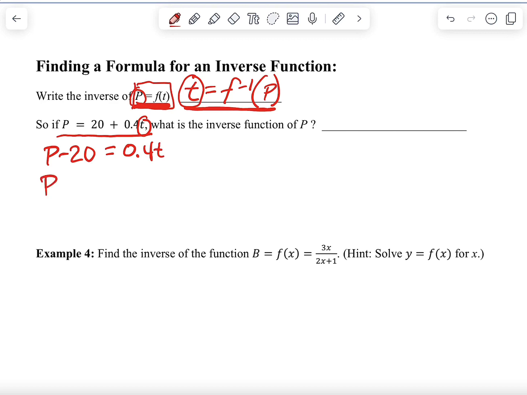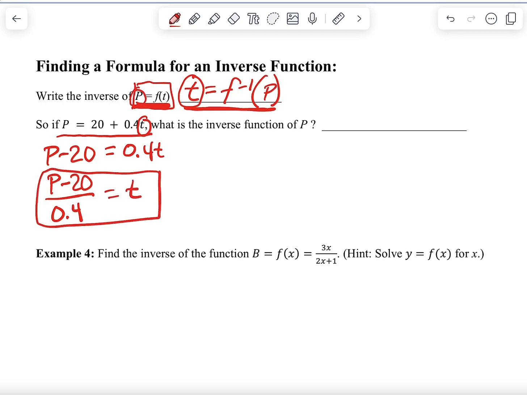Then if you divide by 0.4 on both sides, it is kind of hard to keep track of what you're solving for if you go too fast. But if you divide by 0.4 on both sides, then you have just solved it for T. So the inverse function is T equals P minus 20 all over 0.4. So again, I hope it makes sense that if the original function is P equals, the inverse function should be T equals.